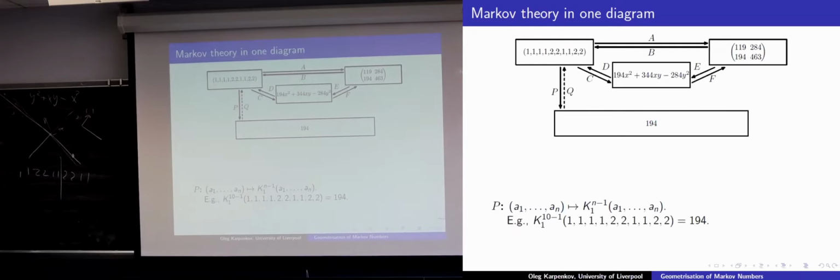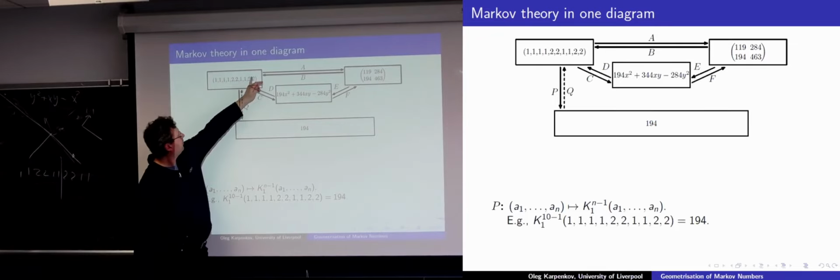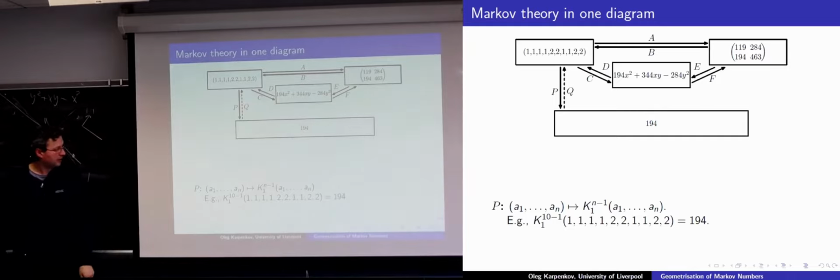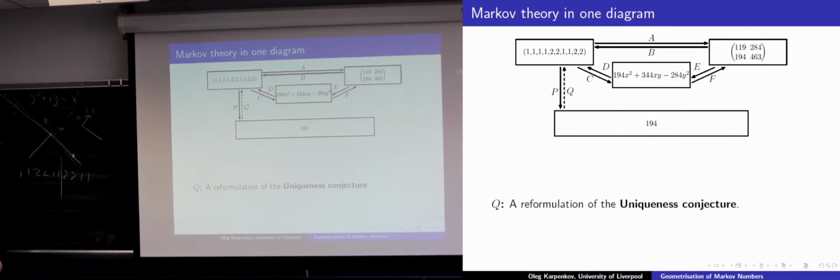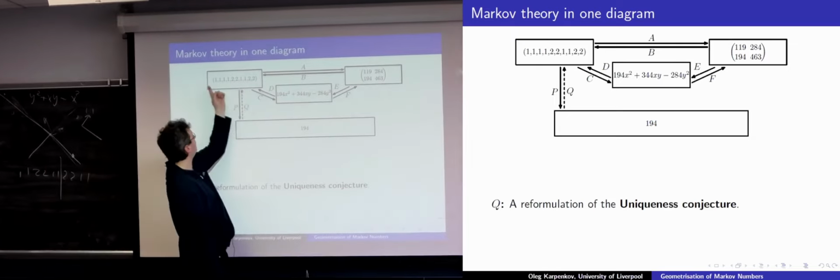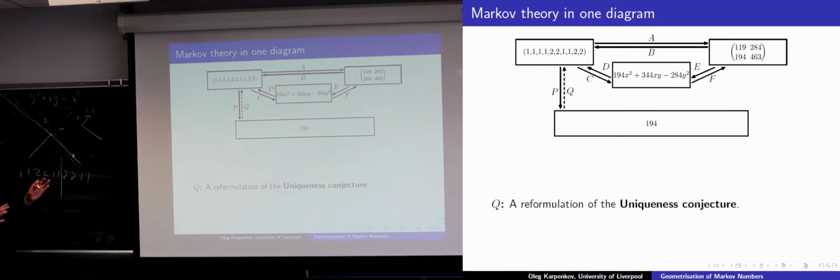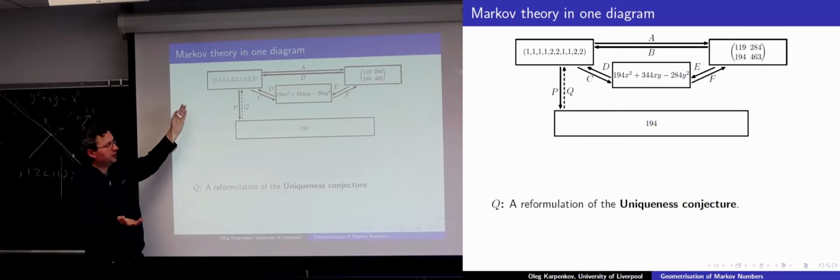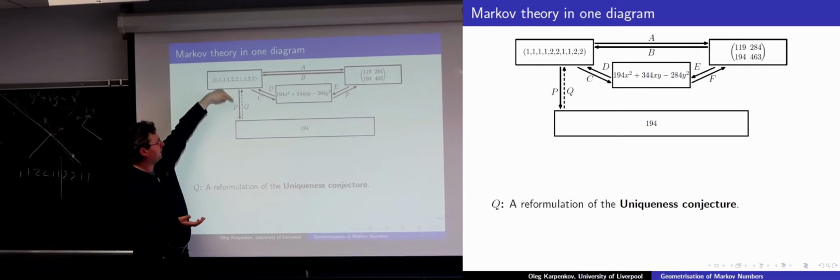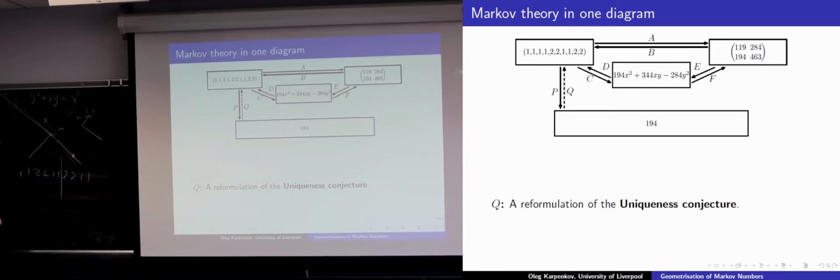So this number can be seen as a continuant here. So the continuant when you exclude the last element, so you just remove that one and do the continuant. So this is P. Okay, so Q. So can we, having a number, determine the sequence which defined it? Actually, we don't know, because this is one of the possible formulations of the uniqueness conjecture, if this kind of link is unique. But we will discuss that at the very end of the talk.